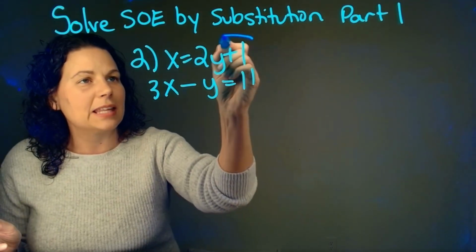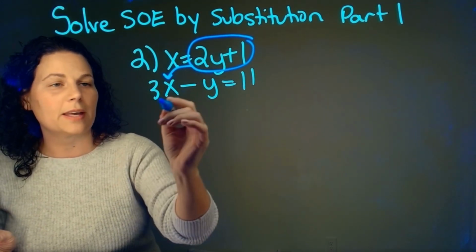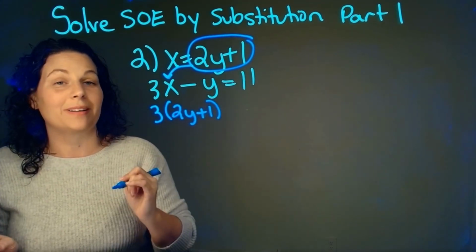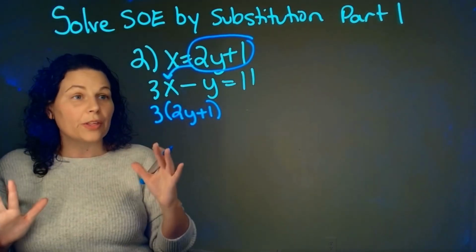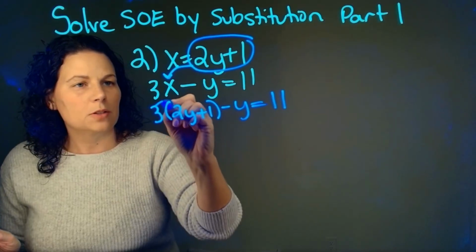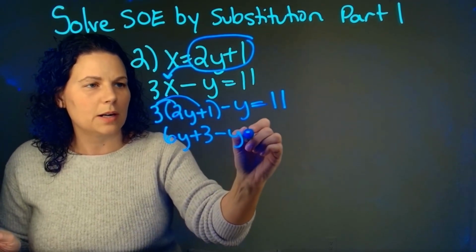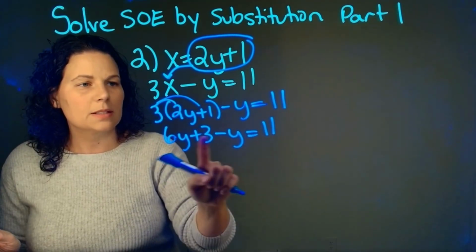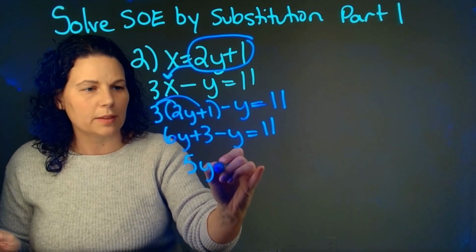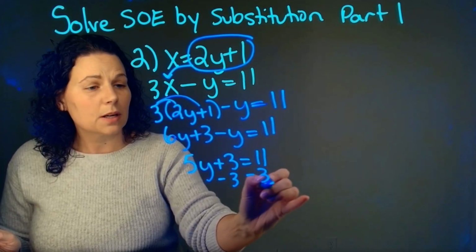So let's take this, but this time it's x equals, and we're going to plug it in where the x is. 3 times (2y plus 1). Again, we're putting that in parentheses to make sure the whole thing gets multiplied by 3. Then we're going to distribute: 6y plus 3 minus y equals 11. 6 minus 1 gives me 5. Remember, there's an invisible 1 right there. You can write it if you need to. Subtract 3 from both sides.